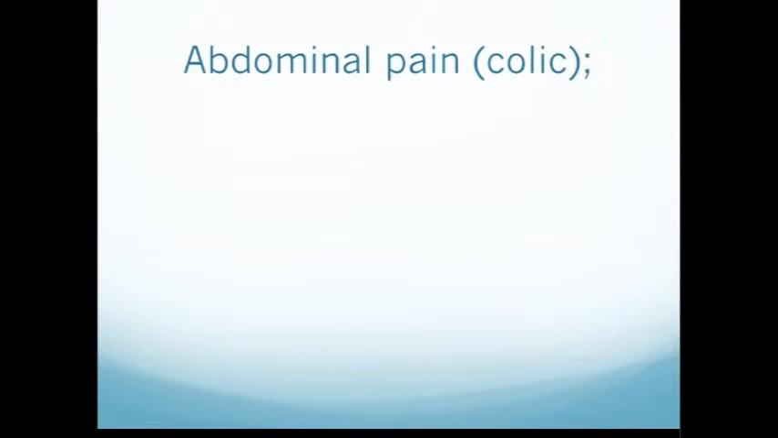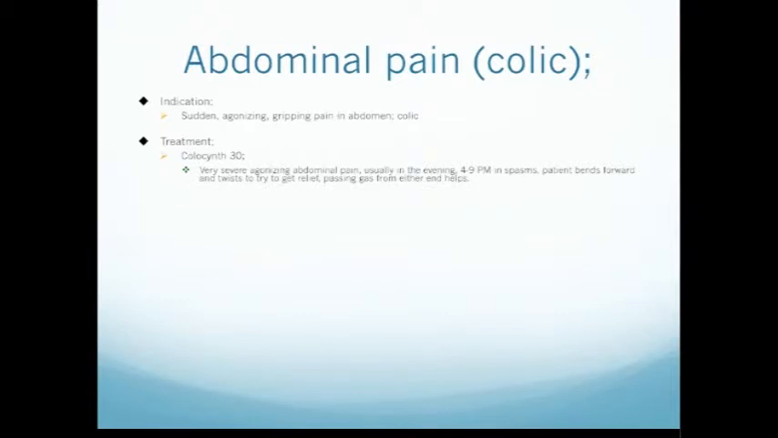Abdominal pain and colic, the indication. Sudden agonizing grip and pain in the abdomen, colicky in nature. Treatment, Colocynth 30. This is good for very severe agonizing abdominal pain, usually in the evening between 4 and 9 in the evening. It occurs in spasms. The patient bends forward and twists, trying to get relief. Passing gas from either end helps.